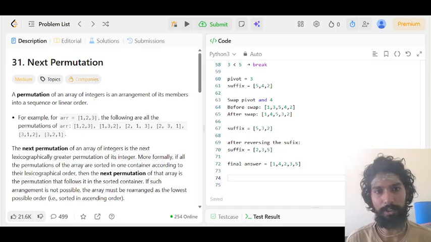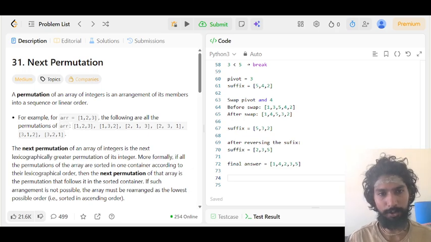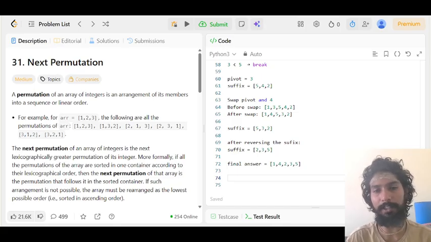So the complete algorithm is: first scan from the right and find the first index i where nums[i] is less than nums[i+1]. This is the pivot. If no such index exists, the array is completely decreasing, meaning it is the largest permutation. So we reverse the whole array.